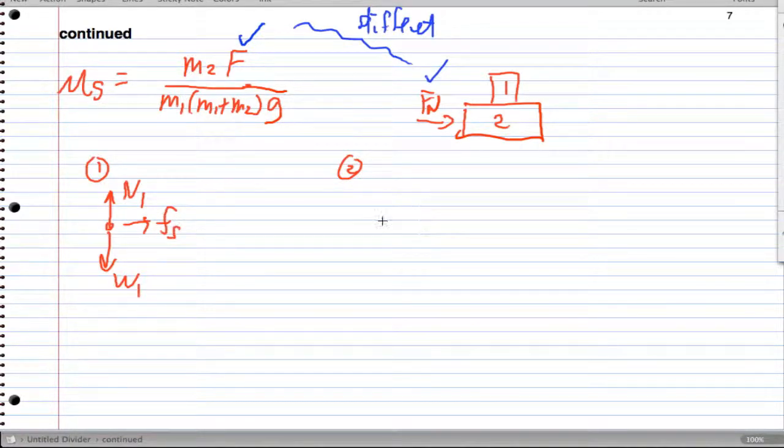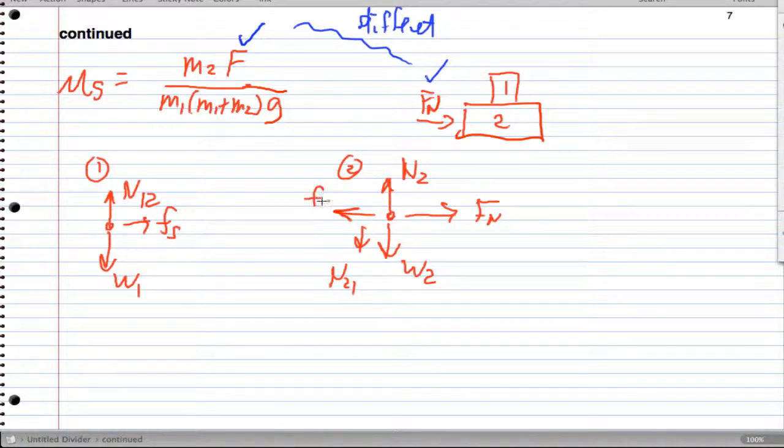And then what I'm going to have for block 2 is I'm going to end up getting a normal on 2. I've got the weight of 2. I've also got the normal on 2 due to 1, so I should be kind of clear in my labeling here. I've got my new applied force, and I have the friction force on 2 moving backwards. So this is a slightly different free body diagram and setup.